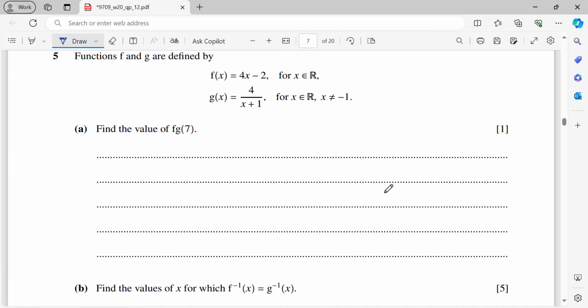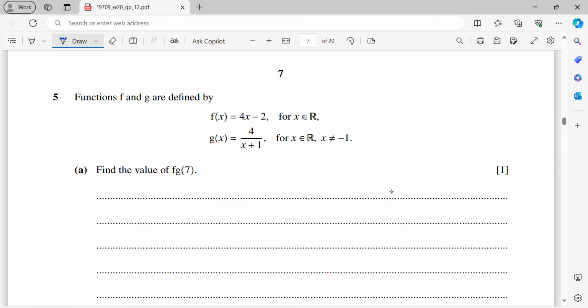Okay, now question number 5. The functions f and g are defined by f(x) equals 4x minus 2, x is a real number, and g(x) is 4 over x plus 1, x is a real number, but x cannot be minus 1. A, find the value of fg(7). This fg(7) is basically a composite function.